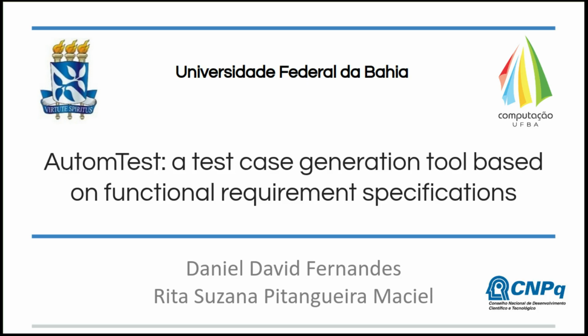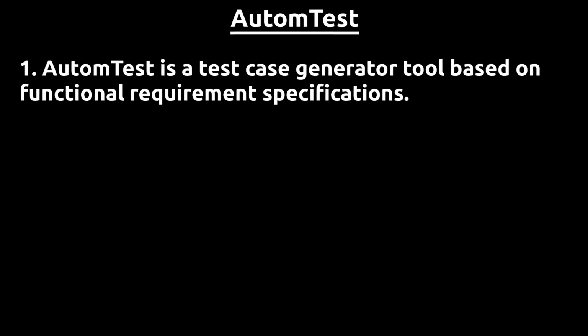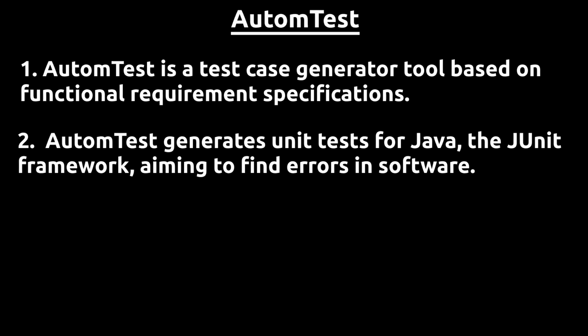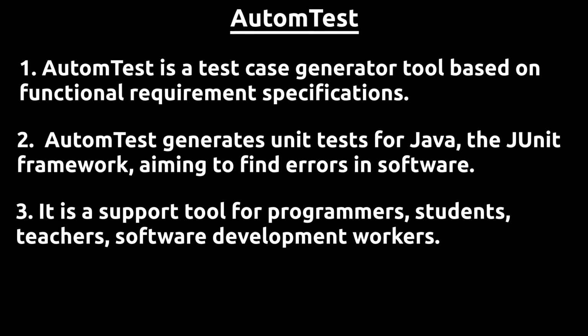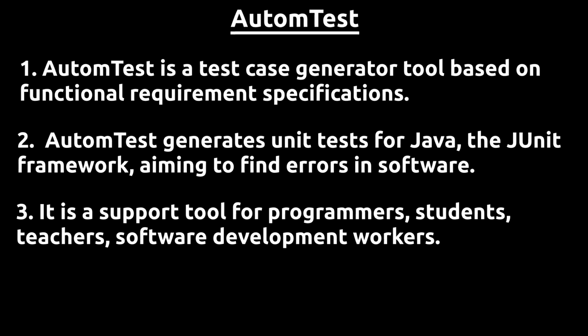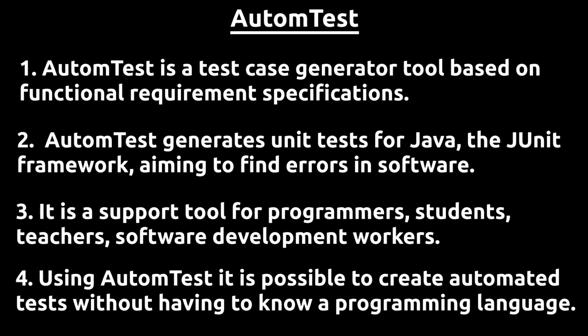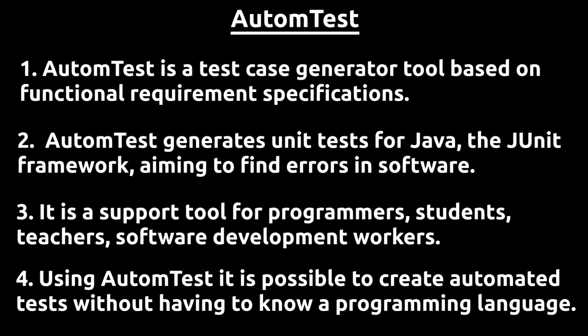This video is a demonstration of the AutomTest tool. AutomTest is a test case generator tool based on functional requirement specifications. AutomTest generates unit tests for Java, the JUnit framework, aiming to find errors in software. It's a support tool for programmers, students, teachers, and software development workers. Using AutomTest, it's possible to create automated tests without having to know a programming language.